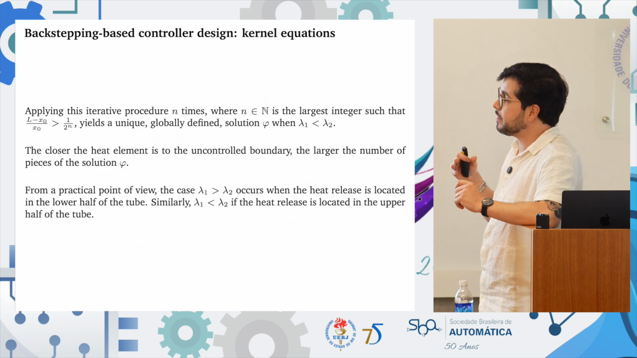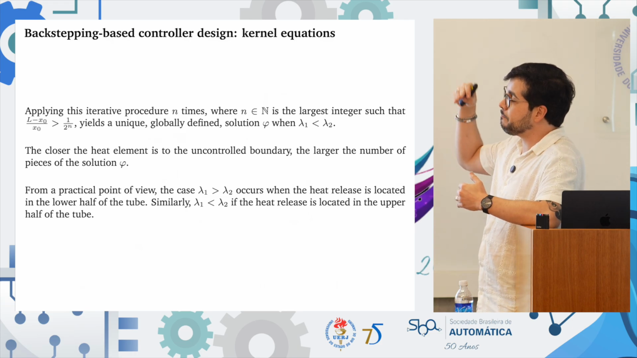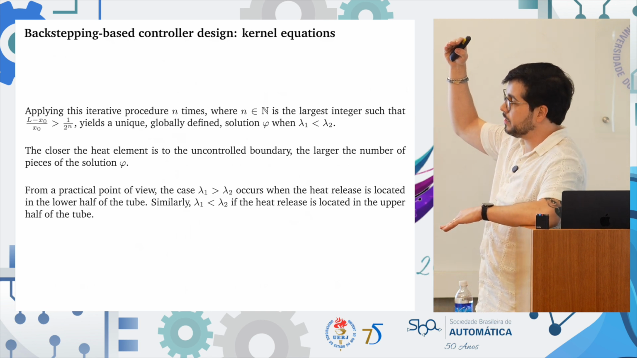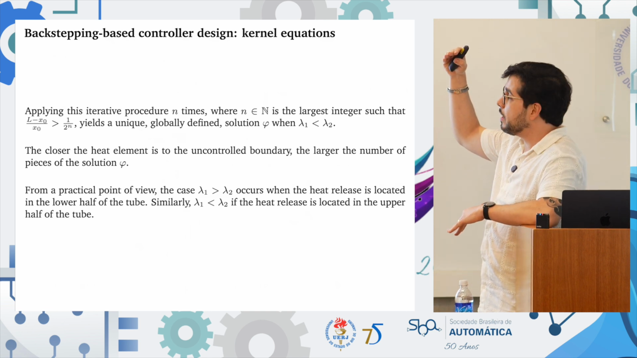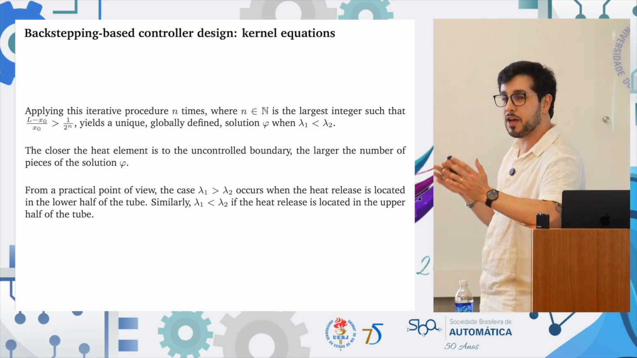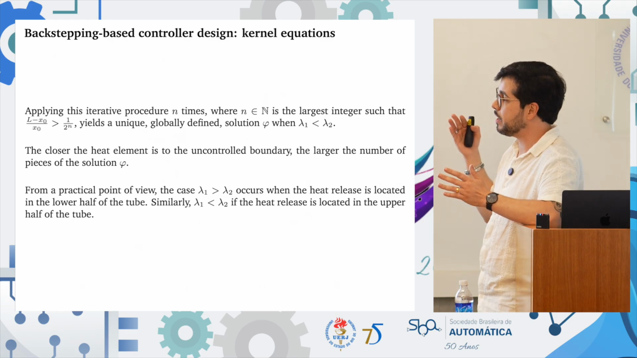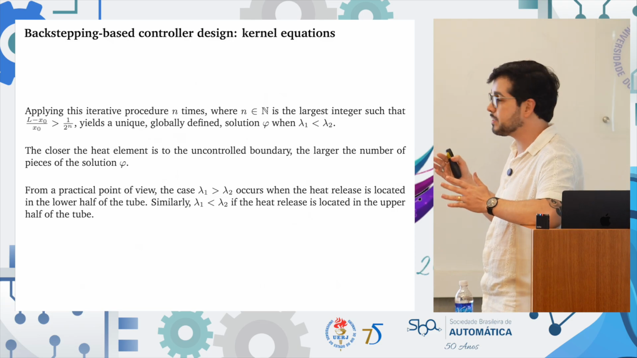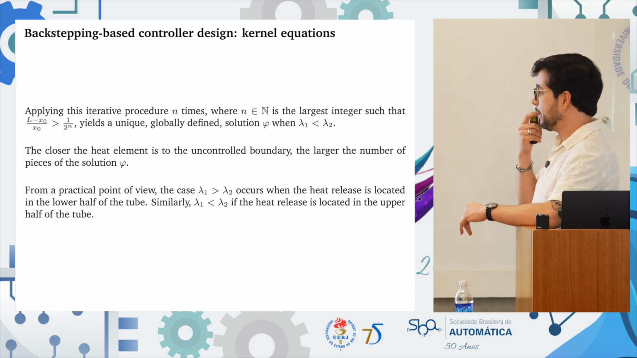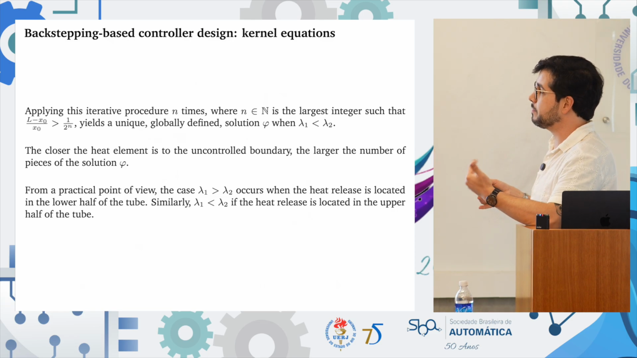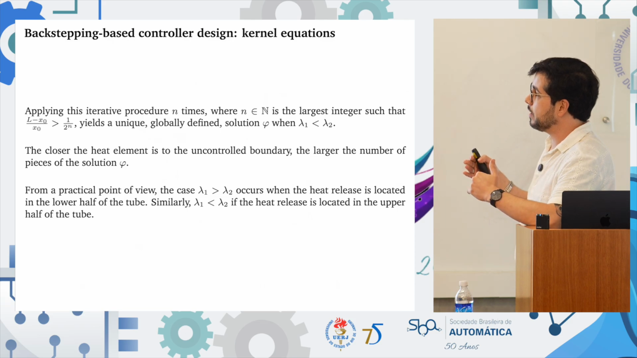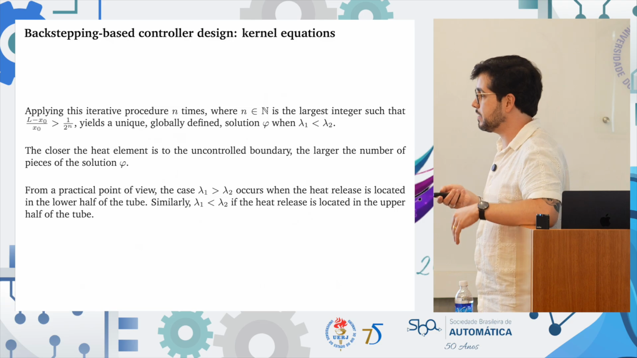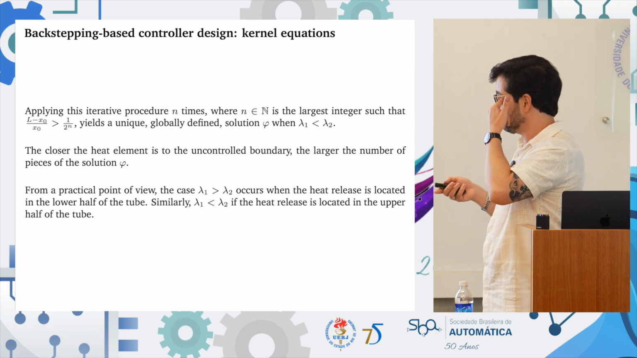So this means that if the heating element is much closer to the upper boundary than the controlled boundary, the bottom, the problem is more difficult to solve because we have to break the problem of solving 5 in several pieces, okay? But if this is not the case, it means that the heating element is closer to the actuated boundary, so the problem becomes easier to solve.